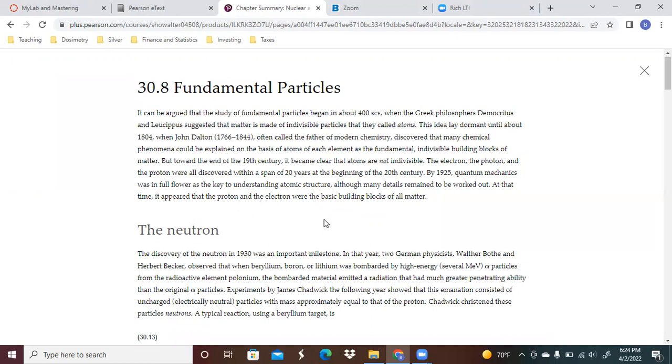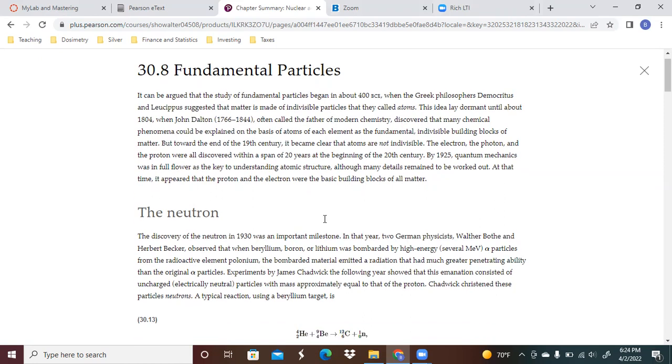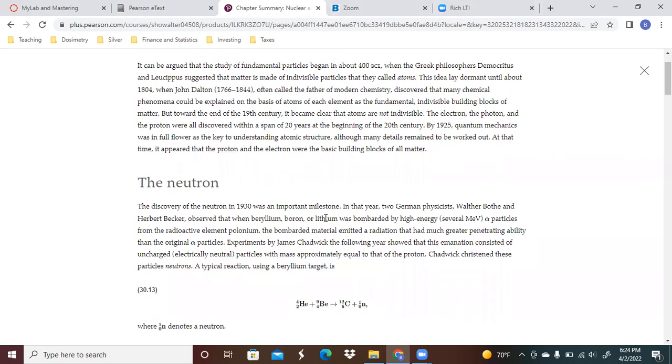And that idea lay dormant until about 1804, when John Dalton, also called the father of modern chemistry, discovered that many chemical phenomena could be explained on the basis of atoms of each element as the fundamental indivisible building blocks of matter. Towards the end of the 19th century, it became clear that atoms are not indivisible.